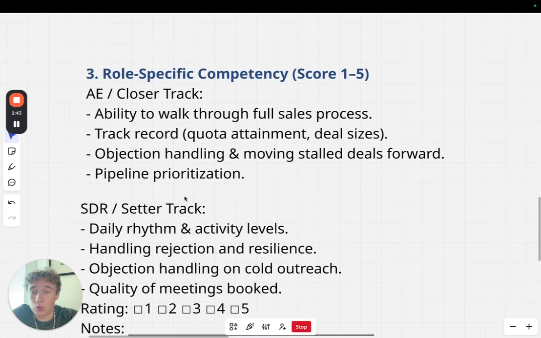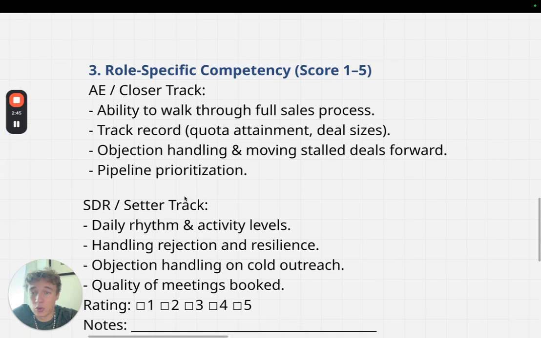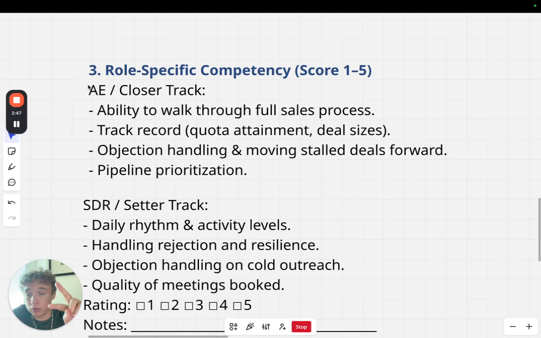Next up is role-specific competency, right? Again, this depends on the role you're hiring. I'm just running this specifically for, let's say, sales reps, specifically AEs and SDRs. But if, let's say, you're hiring for a different role, this could still apply based on what you know makes someone competent at the role.